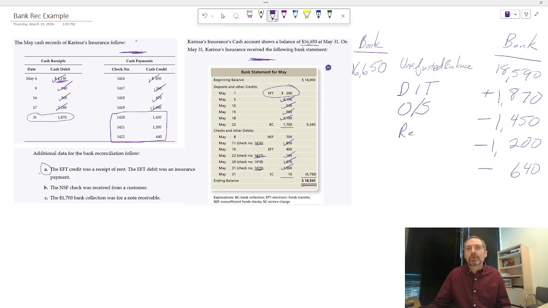So we got rent. Who didn't know about this? We didn't know about it. So our book didn't know about this, so we need to add it to our book because we received $200.